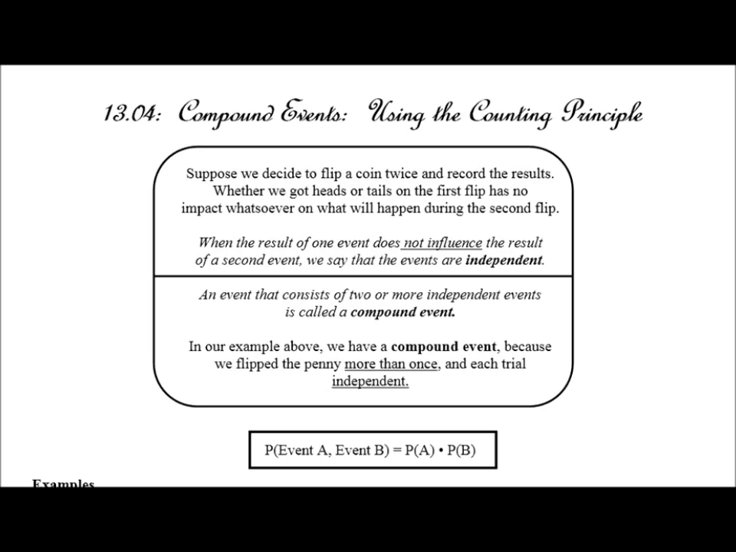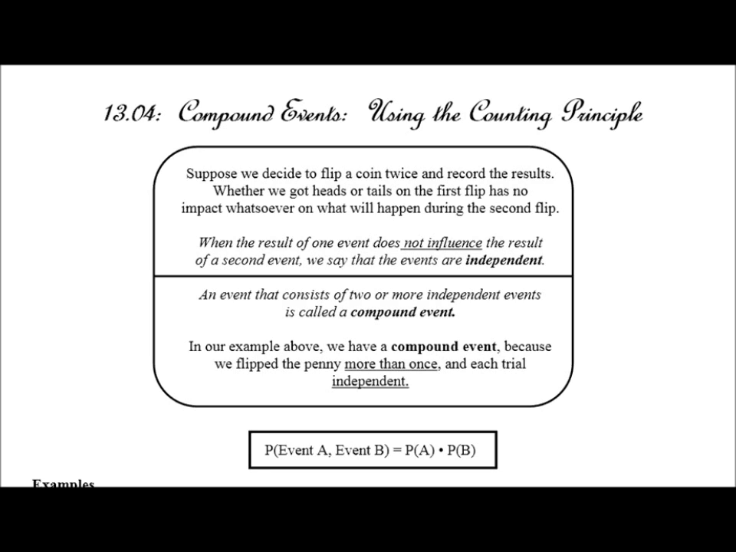Compound events. A compound event is simply when we have two independent events or more that we want to find the probability of. And think about it this way. If we're going to flip a coin, and that coin could come up heads or tails, I flip it, and I get a heads. Now, just because I got heads last time, that has no impact at all on what's going to happen the next time.